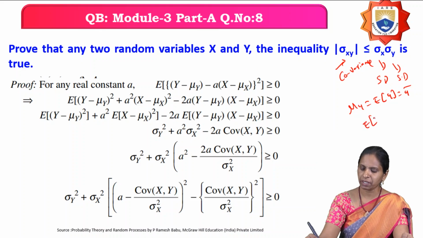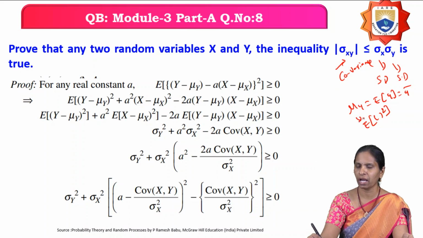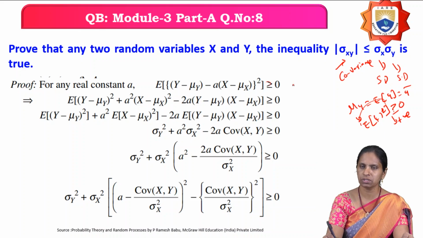So the expectation of any function square, what is expectation? Nothing but the average. So if you square and then take the average, that value is always greater than or equal to zero, a positive value only. If you square and then calculate the average, it is always positive. That is, it is always greater than or equal to 0.